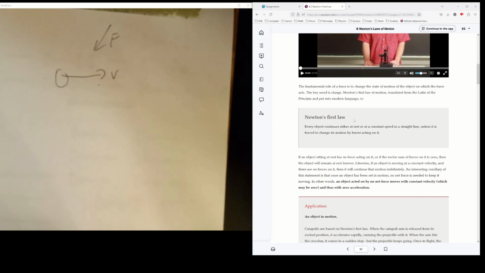That was different from Aristotle, who thought the universe just tended to stop things, because it just seemed to be the intuitive answer.